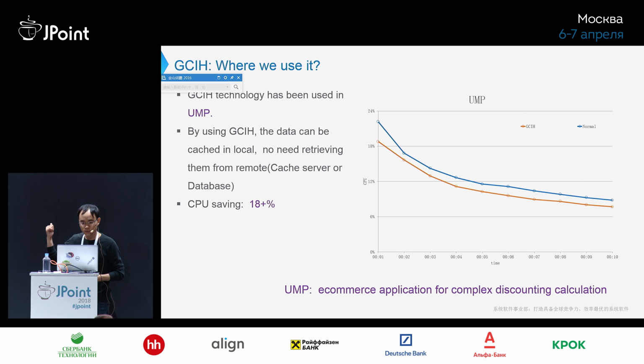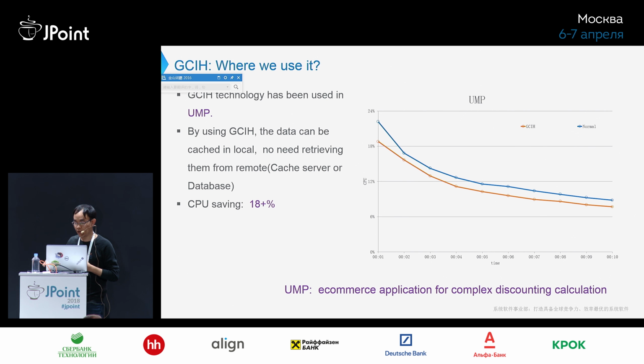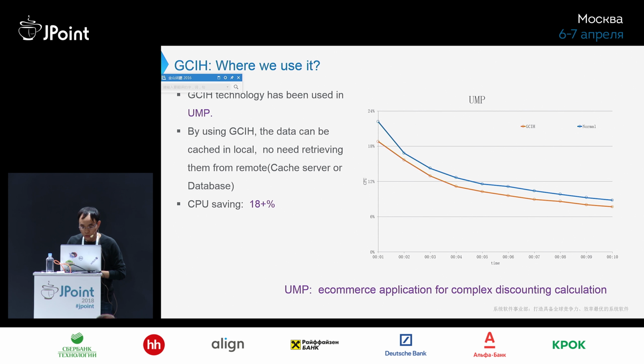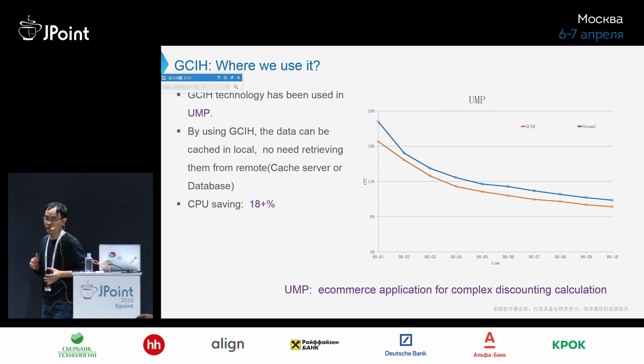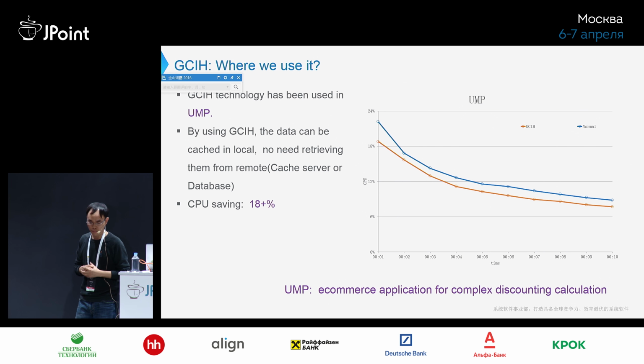So you can just look at this picture. We did a comparison between GCH technology and normal JDK. The blue line is normal JDK. The red line is GCH. We can get almost more than 18% CPU saving by using GCH.